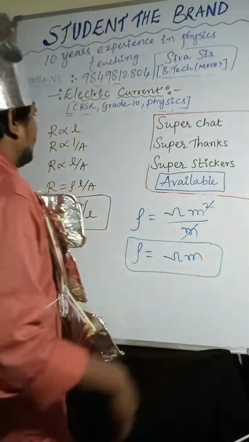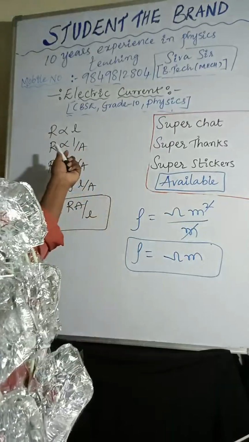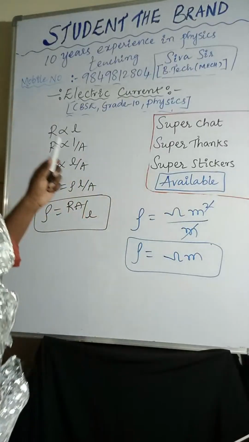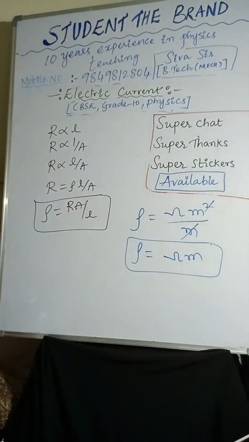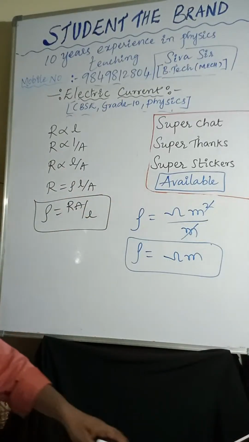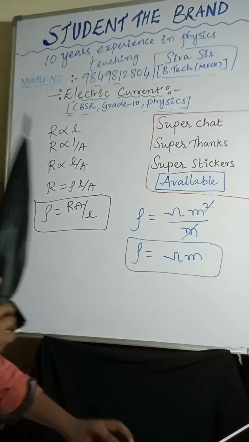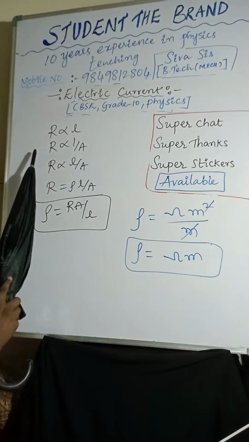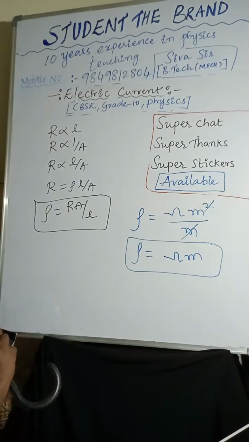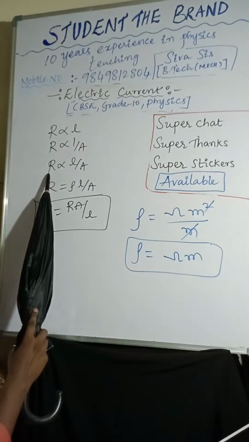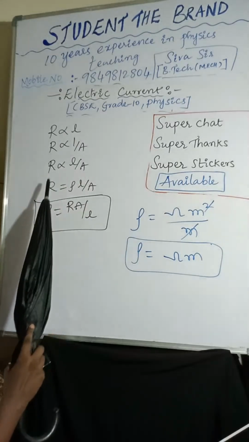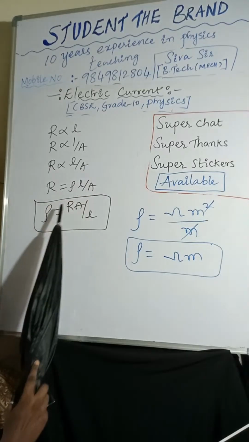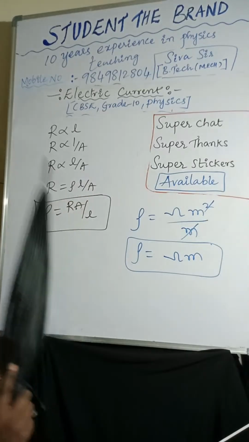Okay. So now once again, resistance is directly proportional to the length of the conductor. Resistance is inversely proportional to the area of the cross section. Resistance is directly proportional to L by A. Resistance is equal to rho into L by A. So rho equal to RA by L.